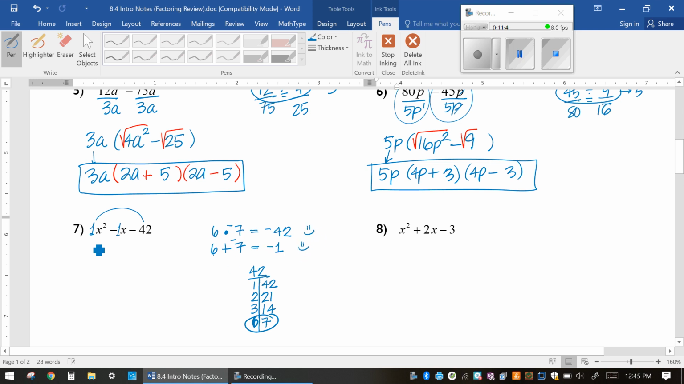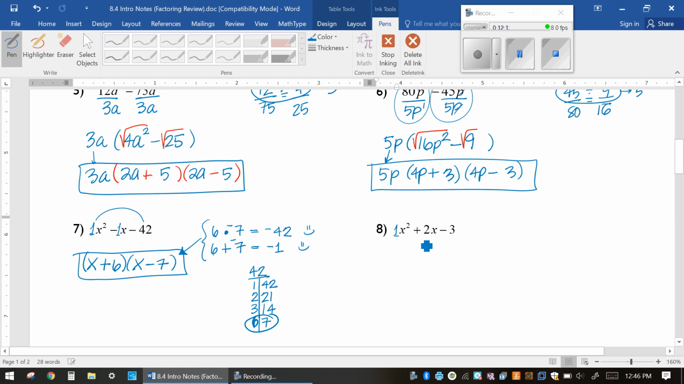Once you find the two numbers, ask yourself, can I use the shortcut? You can use the shortcut if the leading coefficient for the quadratic term is a 1. So put a variable in each binomial of the answer. We chose a positive 6 and a negative 7 from here, and that's your answer.